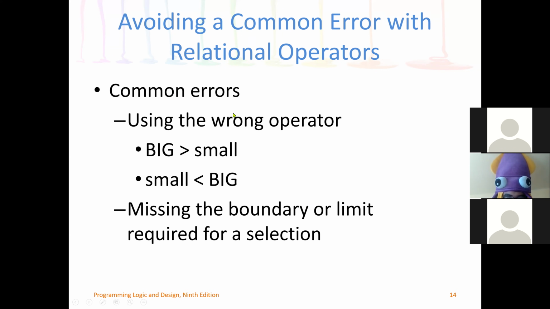The same thing applies to less than. So if I say age is less than 10, it means only from below 10. And if it's a whole number, less than 10 will be 9, from 9 down, excluding the 10. But if I want to include the 10, then I'll say less than or equal to 10. That means I'm including the 10 also. So that's what we are saying here, missing the boundary or the limit required for selection.